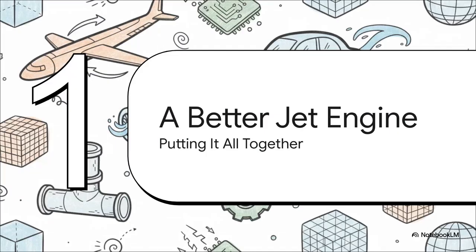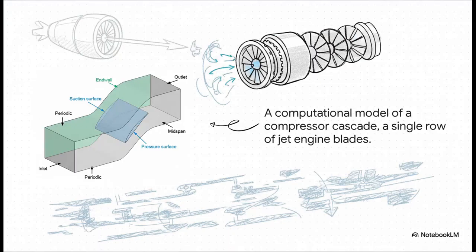All right, let's put all these pieces together now. We've got a reliable way to simulate, and we have a precise scorecard to measure efficiency. So let's go back to that billion-dollar question and see how this all helps us build a better, lighter, more powerful jet engine. What you're looking at here is a digital model of something called a compressor cascade. It's basically one row of blades from deep inside a jet engine.